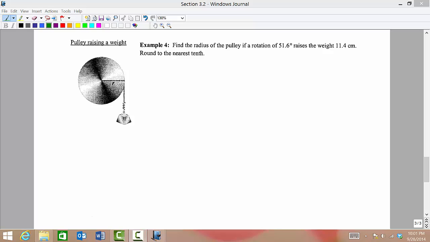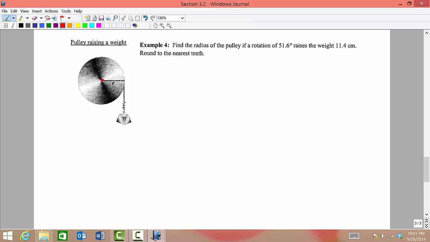In example 4, we're going to look at a pulley that is raising a weight. Find the radius of the pulley if the rotation of 51.6 degrees raises the weight 11.4 centimeters. We're asked to round to the nearest tenth.